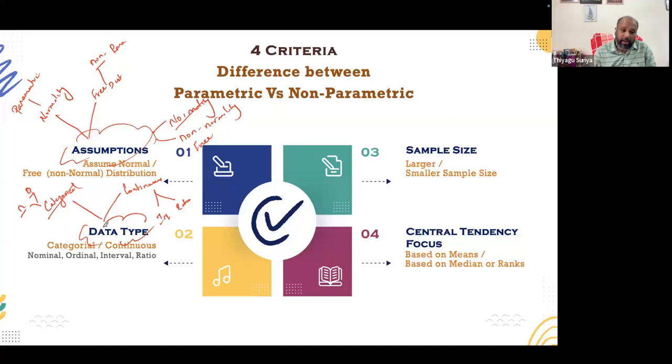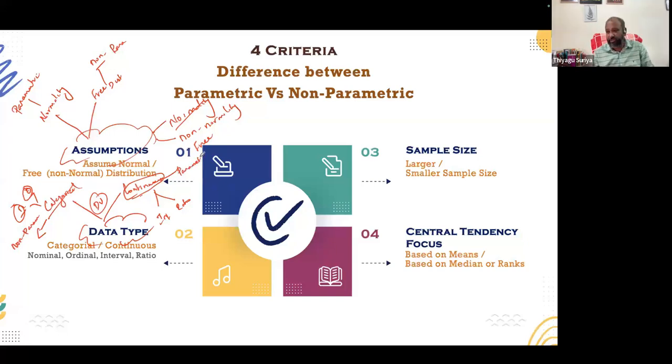Listen, I'm talking about data type in the case of the dependent variable. I'm talking about the dependent variable in this context, not the independent variable. If your dependent variable is categorical in nature, like nominal or ordinal format, then you can go with non-parametric. Please kindly know this. If it is categorical in nature, go with non-parametric. If it is continuous in nature, like interval or ratio, we need to go with parametric.